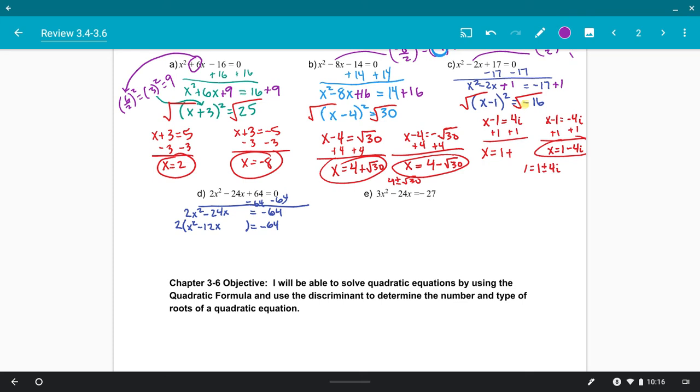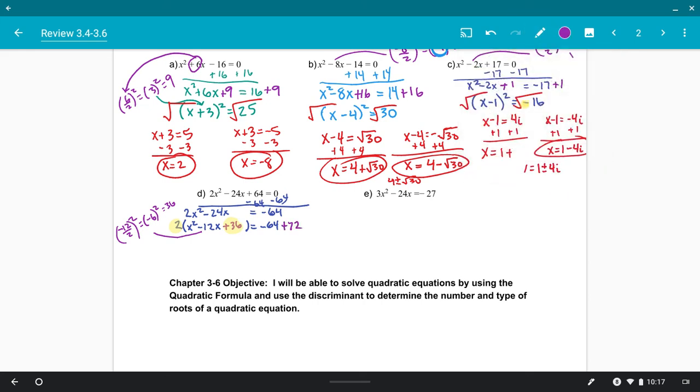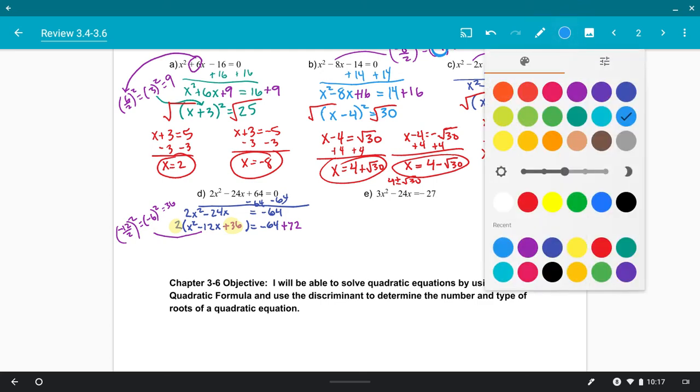So then we're going to do our C work, and we're going to use the 12. So negative 12 over 2, squared, is negative 6 squared, which is 36. So we're going to do plus 36 here, but we have to be cautious because we've actually technically added 72 to this side, because we have twice that amount. So on this side, we need to add 72 to make sure the equal sign is true, to make sure the teeter-totter is even.